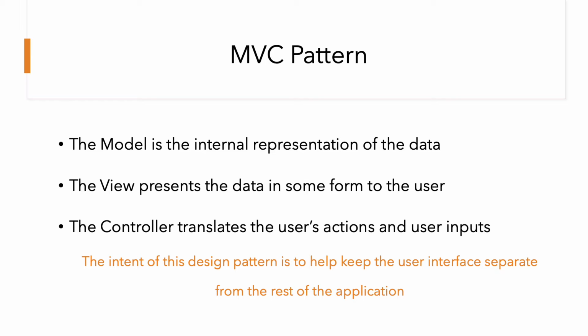So broadly, the MVC pattern consists of the model, or data layer. It is the internal representation of the data. The view, or user interface. This represents the data in some form to the user. And lastly, the controller translates the user's actions and inputs and updates to the model. The overall intent of this design pattern is to help keep the user interface separate from the rest of the program.